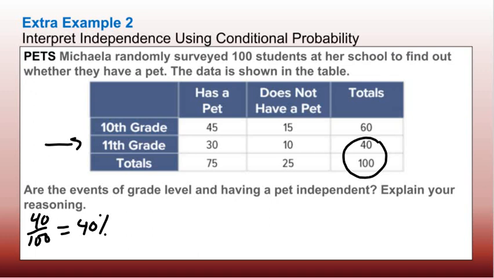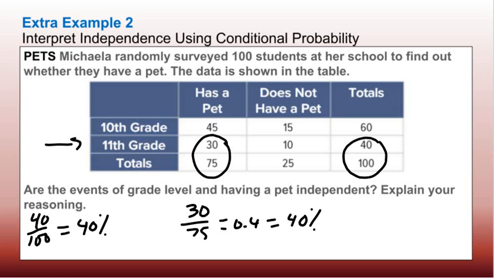Now, if you're an 11th grader, what's the probability that you have a pet? That would be 30 out of 75. And 30 divided by 75 is 0.4, which is equal to 40%. So yes, these are independent. And our reasoning is that they both equal 40%.